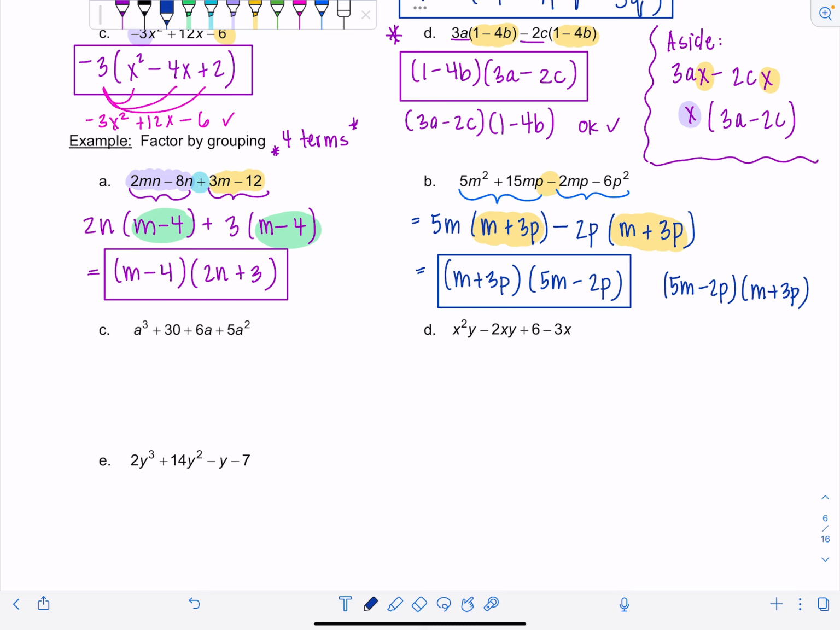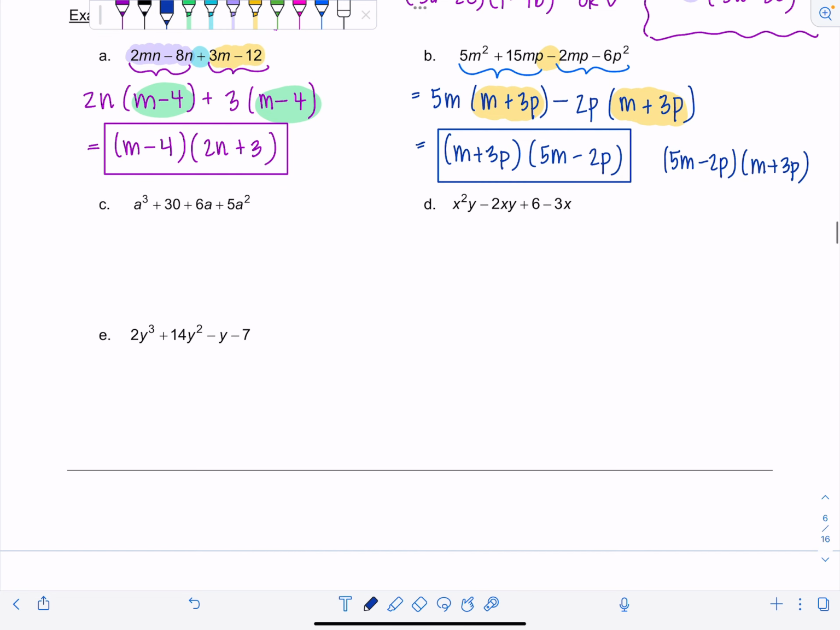All right, just a few more. Let's look at example C. a cubed plus 30 plus 6a plus 5a squared. Okay, well, a cubed plus 30, what can I take out of those two? Nothing. So I'm just going to write a 1. And then we have a cubed plus 30 plus, what can I take out from 6a and 5a squared? No constants, but I can take an a out, right? And then I'm left with 6 plus 5a.